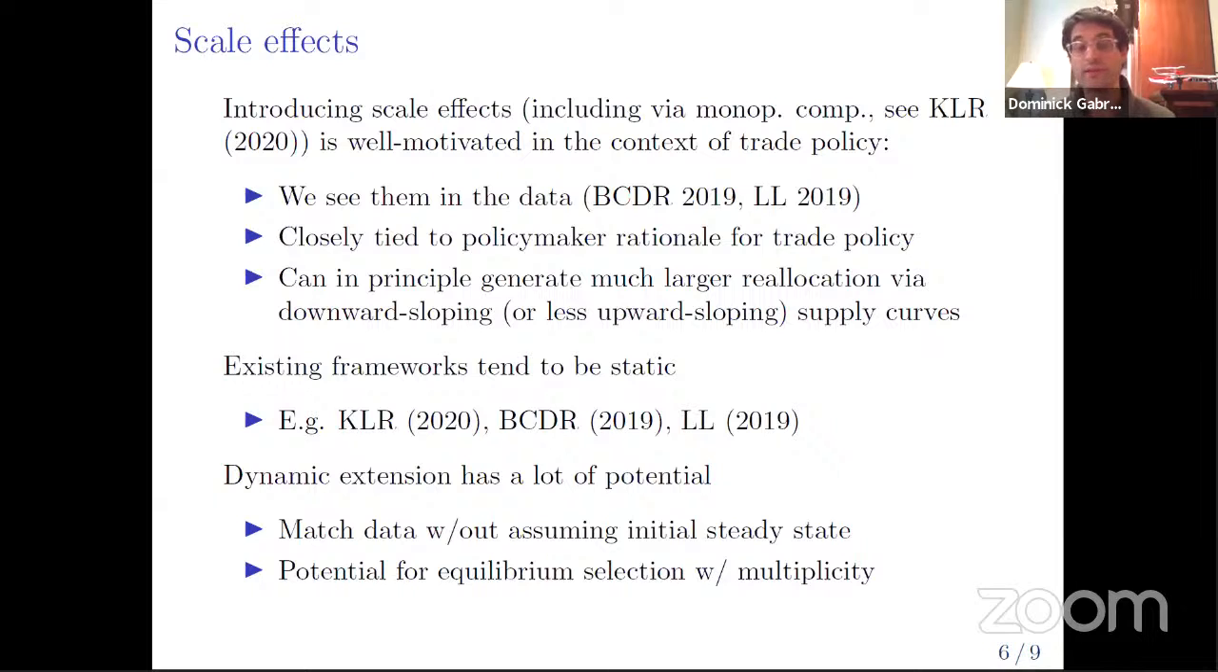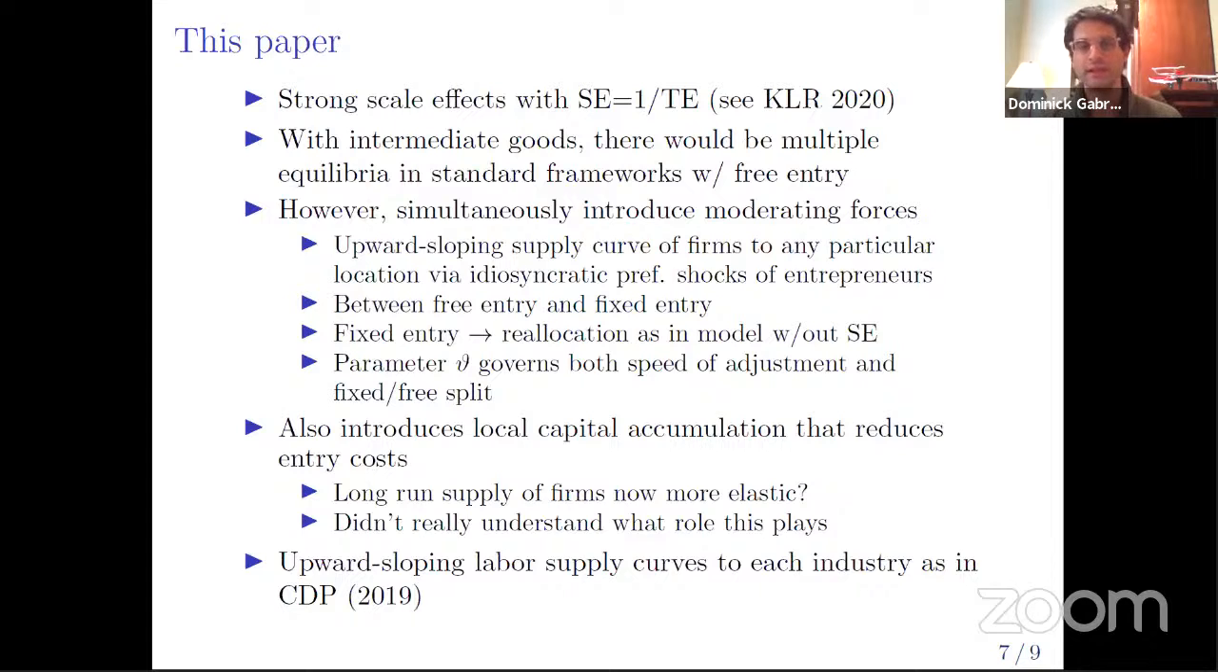Another thing, maybe more speculative, is that this sort of dynamic mechanism has potential as an equilibrium selection device in models with multiplicity. So I'm excited to think more about this feature. This paper has strong scale effects. The scale elasticity is 1 over the trade elasticity, which is a consequence of the standard Krugman CES formulation. And the paper also has intermediate goods.